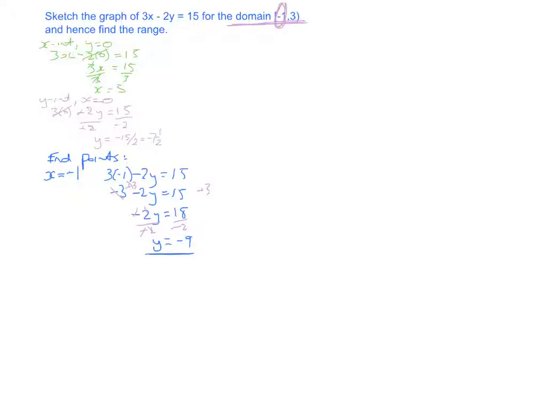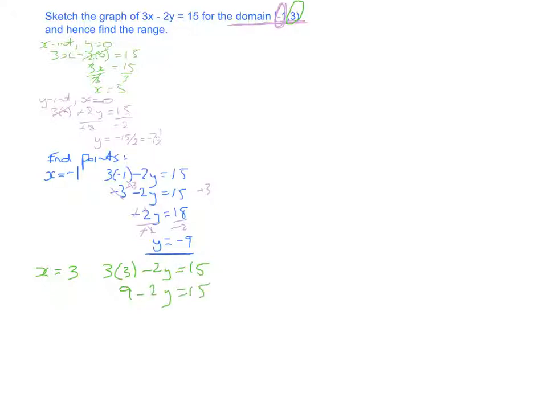And then our other end point that we're going to have is for the second part there, which is x is equal to 3. So x equals 3. We again substitute into the equation, so we've got 3, x is equal to 3, so substitute that in, take away 2y equals 15. So 9 take away 2y equals 15.